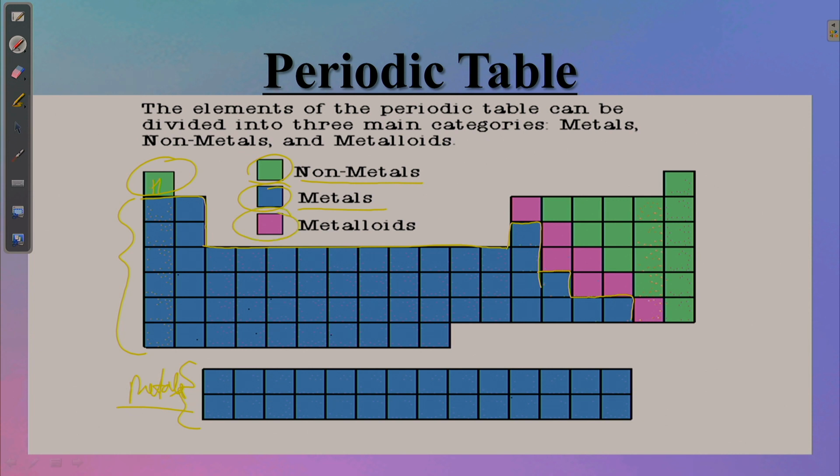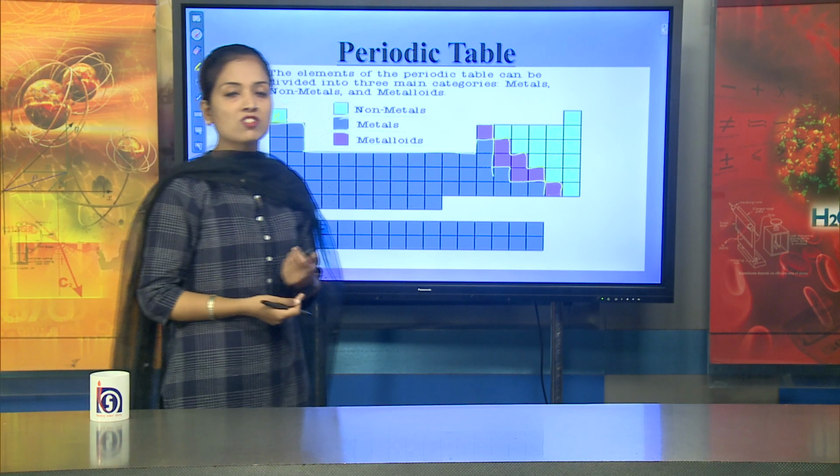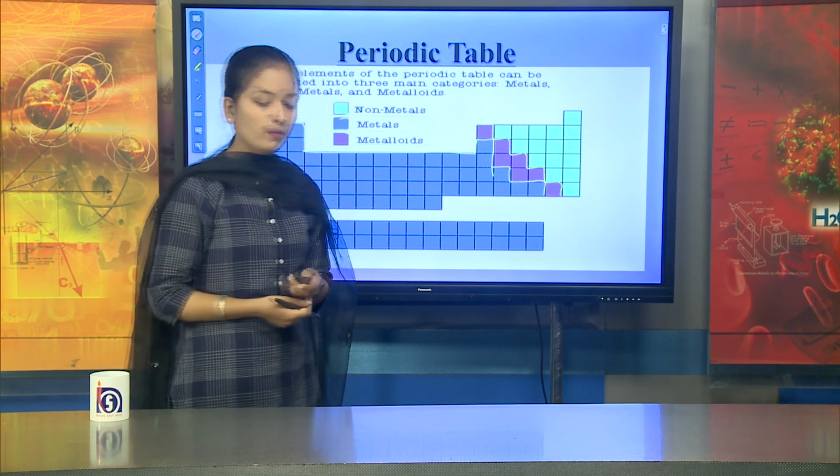This purple color shows the position of metalloids. You can see on your screen, these are basically non-metals, but they show the properties of metals as well as non-metals. So, this is about today's class. In this class, we have discussed metals, non-metals and metalloids. We have discussed the periodic table, and lastly, the position of metals, non-metals and metalloids in our periodic table.